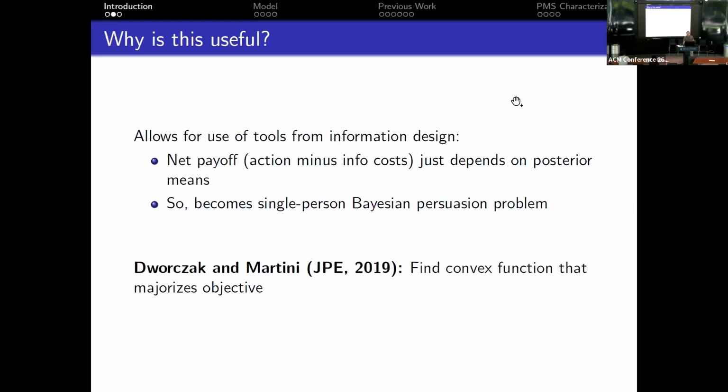And we know from Dworczak-Martini in JPE 2019 that the way to optimize the distribution is by finding a convex function such that, in tandem with the CDF of the posterior means, it is going to majorize the objective.